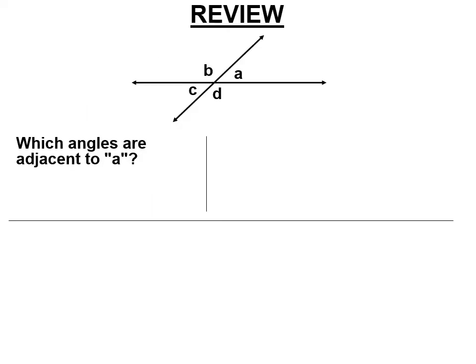Which angles are adjacent to A? Adjacent to A are B and D. Adjacent angles always share a common side. So A is adjacent to B, A is adjacent to D. B and D are not adjacent to each other, but to answer this question, it's B and D.